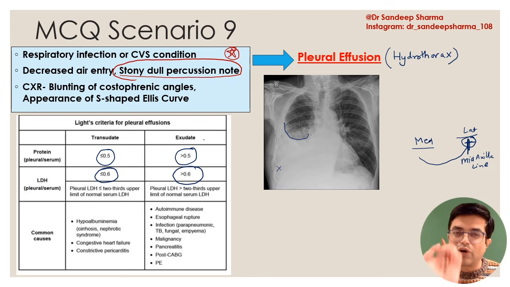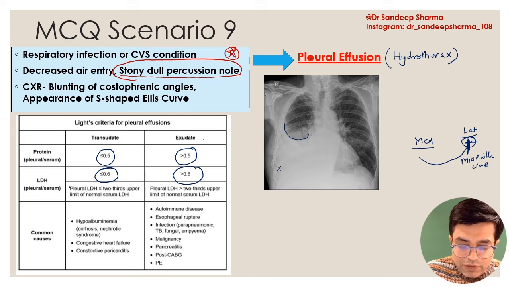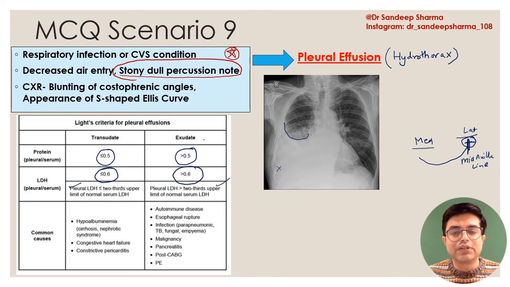This is a small common mistake many students make. And in LDH, we further see whether the pleural LDH is equal to or less than 2/3 of the upper limit of normal serum LDH, or more than 2/3 of the upper limit of normal serum LDH. Based upon this, we classify as transudative versus exudative.